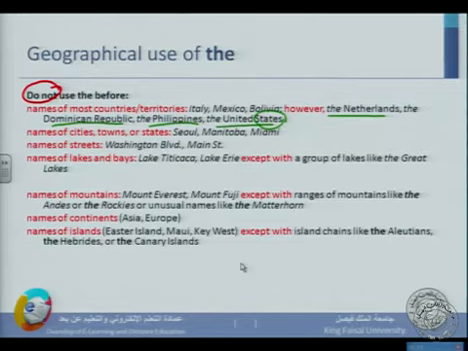We don't use the with the name of cities. Okay? We don't use the with the names of streets.